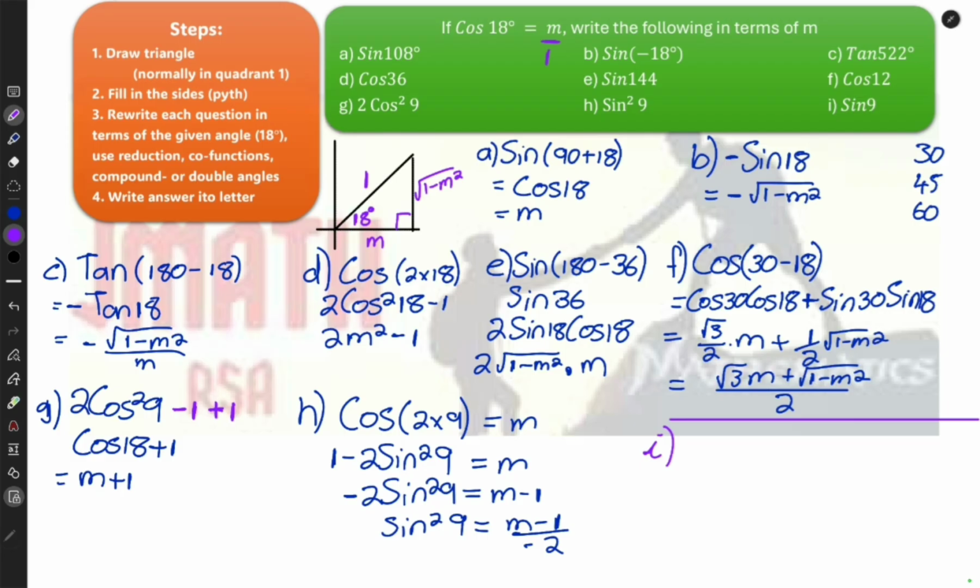And now for question I, they just want sine of 9. Now I can start again with the 18 and all of that, but if they led you through the questions, and if you got question H correct, I can actually start from that point.